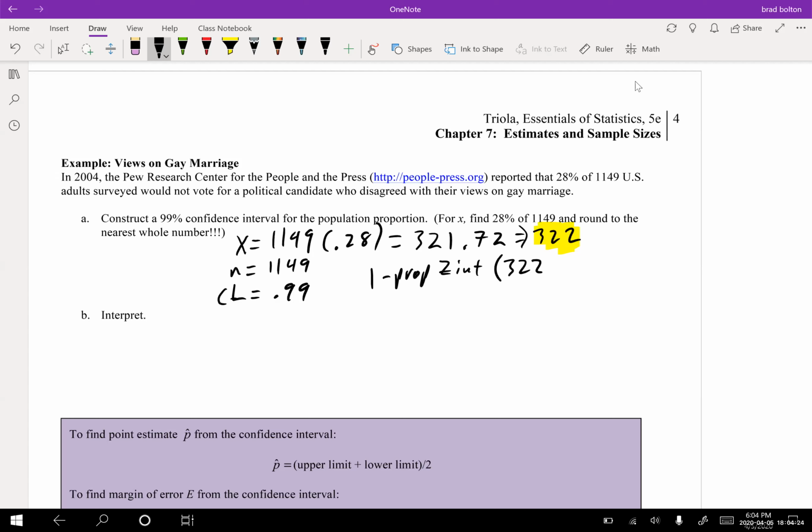And if you do this on the test, when you're taking the test by hand, I would expect you to write this. This is required for you to write right here. Tell me what you're putting in your calculator right there, okay? So 1 prop z int, 322, 1149, and then confidence level 0.99. Okay, so let's close that up. Okay, so let's do that again now that we have some practice.